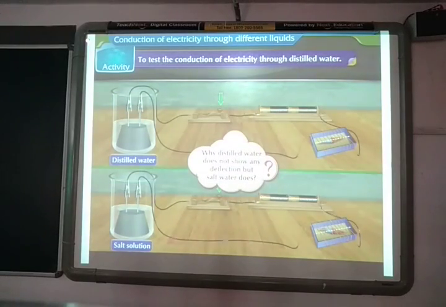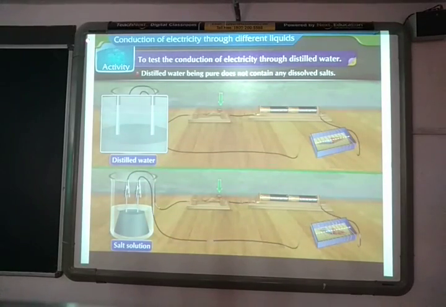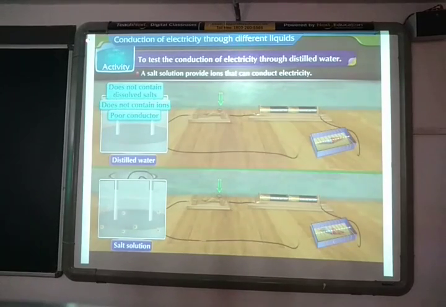Why does distilled water not show any deflection, but salt water does? Well, distilled water being pure does not contain any dissolved salts. It does not provide any ions that can conduct electricity, and hence it is a poor conductor of electricity. On the other hand, a salt solution provides ions that can conduct electricity, thereby making it a good conductor of electricity.